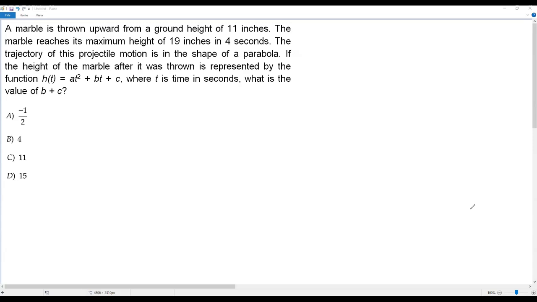If the height of the marble after it was thrown is represented by the function h(t) = at^2 + bt + c, where t is time in seconds, what is the value of b + c? Okay, here a marble is thrown upward from a ground height of 11 inches.